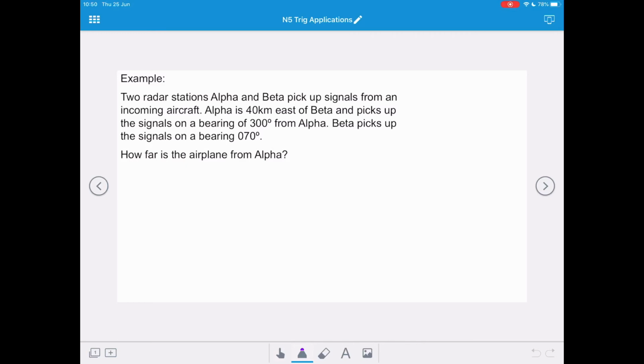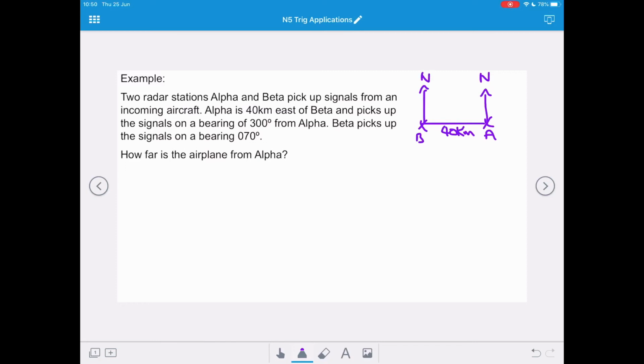The first thing we want to do is sketch our question. So we've got 2 radar stations, and they're east of each other, so they're in a straight line, and we've got A, the east of B, at a distance of 40 kilometers. Now the next thing we have to do is we need to mark on our norths at each of our points. So we've got our north at Alpha, and we've got our north at Beta.